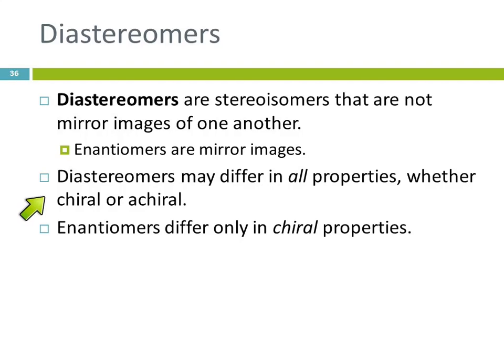So diastereomers can differ in all of their properties. They could differ in their density, they could differ in their melting and boiling points. Enantiomers, because they are mirror images, only differ in properties that are chiral: their interaction with another chiral molecule, their interaction with light. But diastereomers can differ in more ways.